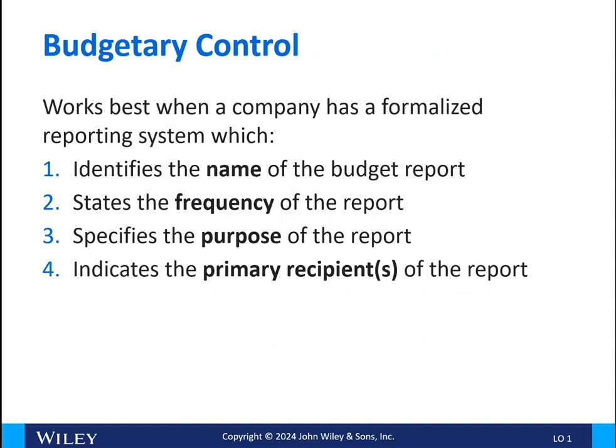Budgetary control works best when a company has a formalized reporting system. It identifies the name of the budget report. As with most reports we've seen in 101 and now 102, you have to have a title with the name of the report. It states the frequency of the report, the specific purpose of the report, and indicates the primary recipients of the reports.